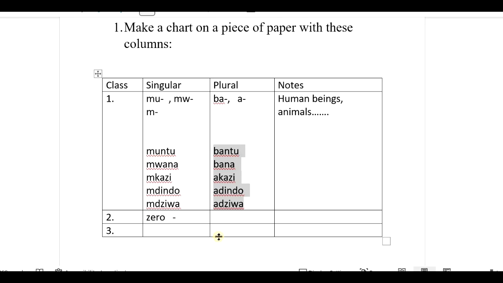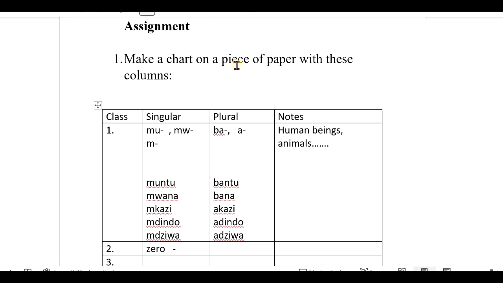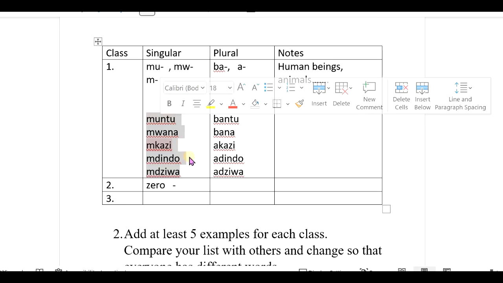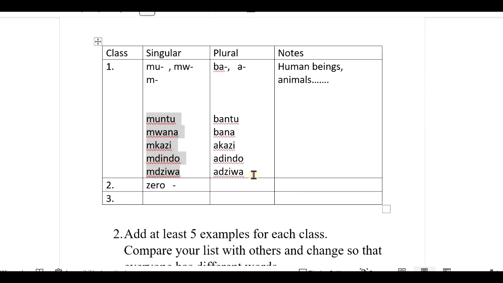See how many classes you can come up with. You might come up with 6 classes, you might come up with 16. Don't forget the diminutive, honorifics, the locatives. All those should be a part of this assignment. Okay, so you're going to make this chart, and I want you to make at least 5 examples for each class. I have 5 words for class number 1 in singular and 5 in plural.